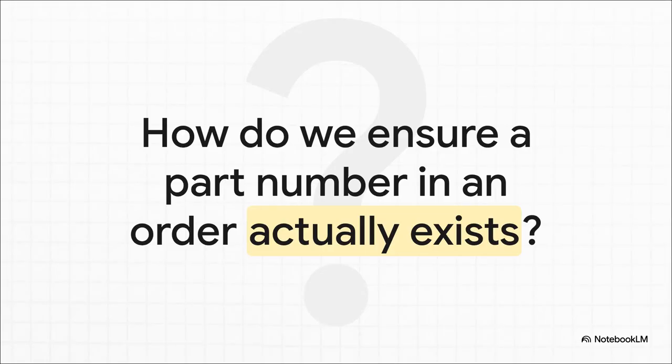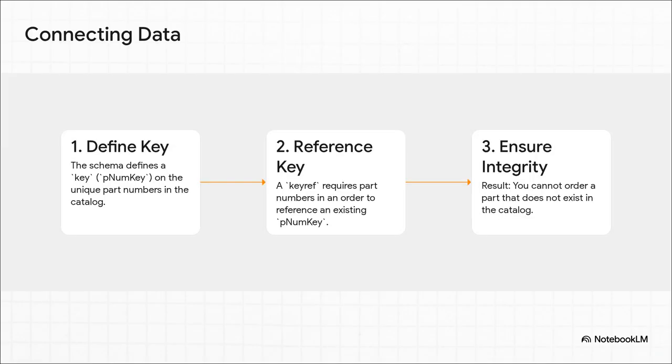Okay, so that's structure. But what about making sure the data itself makes sense? It's great that our order has item elements, but how do we make sure that the part number inside that item actually corresponds to a real product we sell? How do we prevent someone from ordering something that doesn't exist? Well, schemas have a really smart solution for this. It's all about keys and key references.